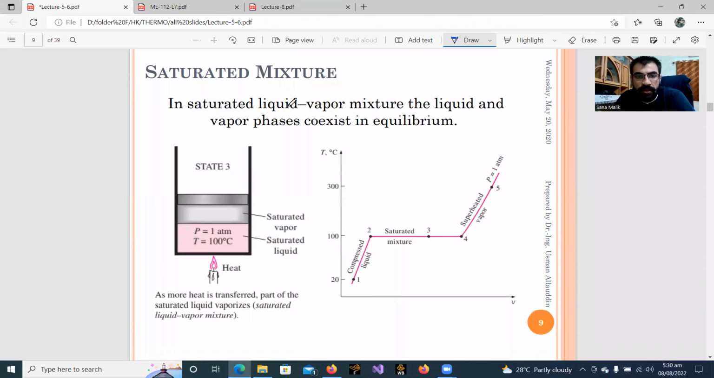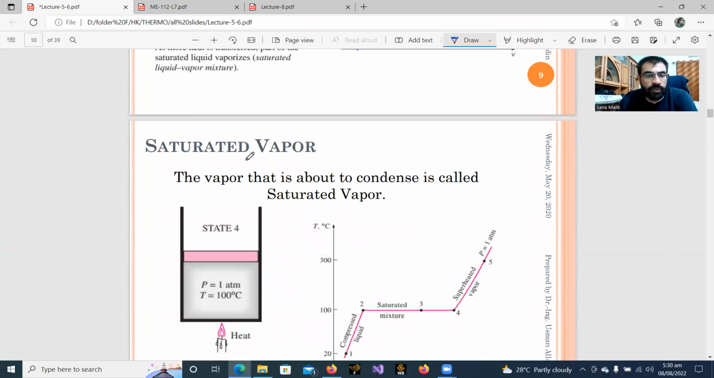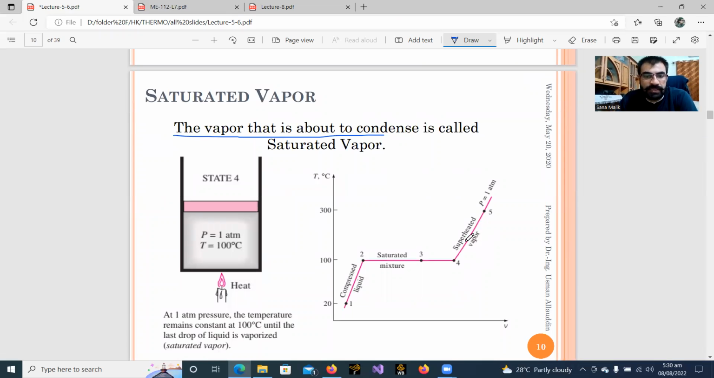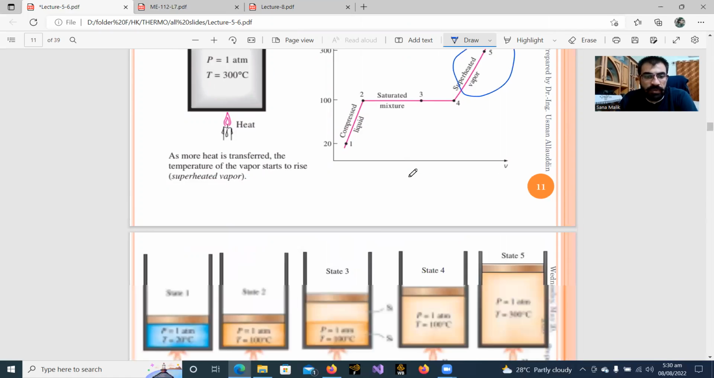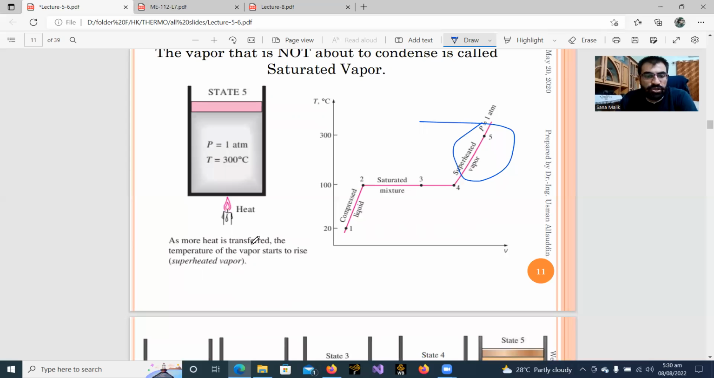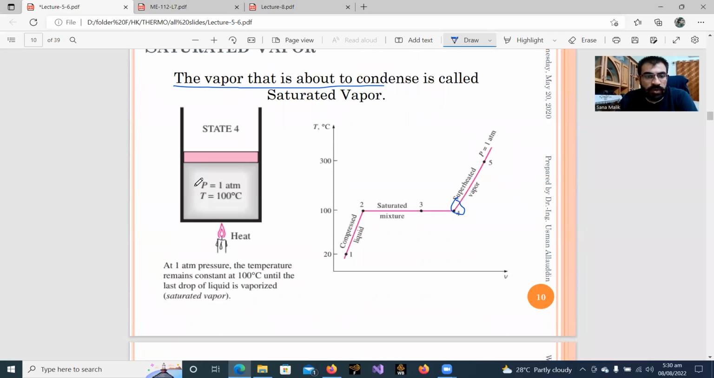Saturated mixture: in a saturated liquid-vapor mixture, the liquid and vapor phases coexist. So this is basically the region which comes inside the dome. This liquid-vapor mixture is also called the wet region. Saturated vapor: the vapor that is about to condense is called saturated vapor. Superheated vapor: the vapor that is not about to condense is called superheated vapor. As more heat is transferred, the temperature of the vapor starts to rise. So here it was 1 atm, 300 degrees centigrade. The temperature remains constant at 100 degrees centigrade until the last drop of liquid is vaporized.